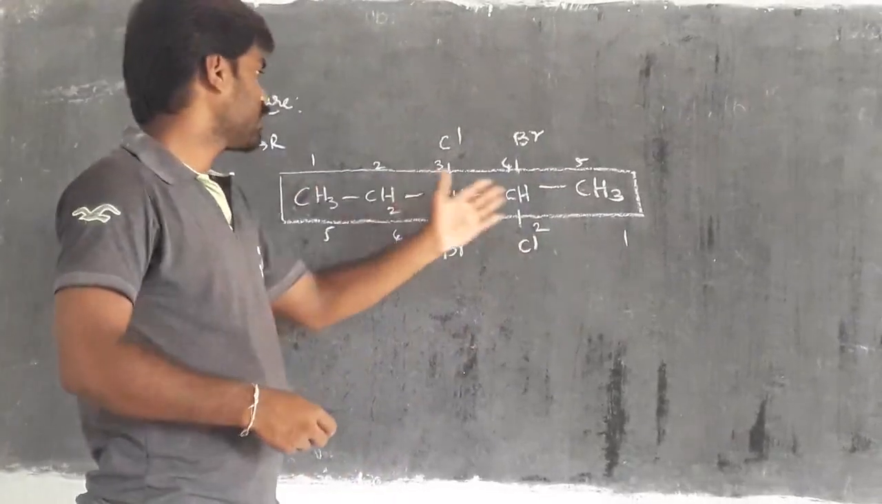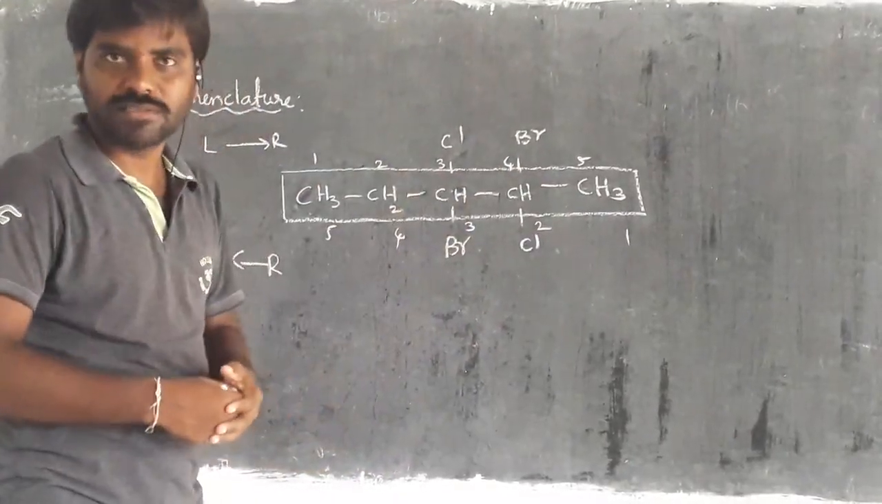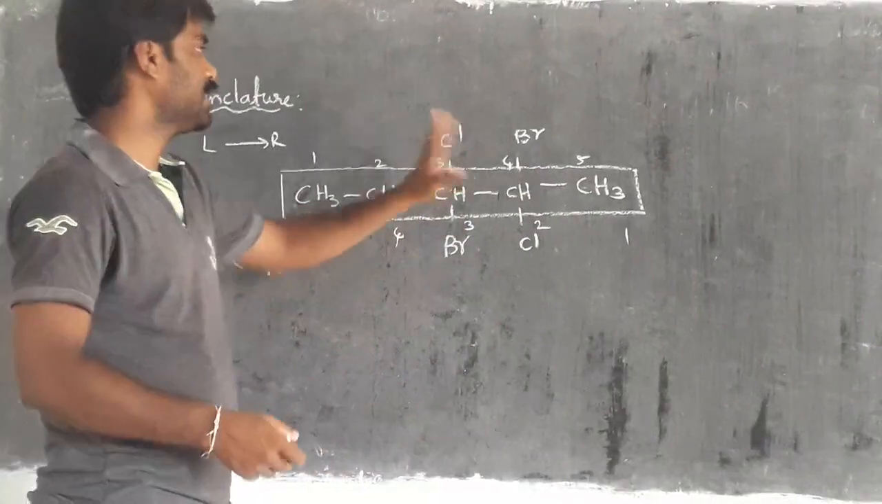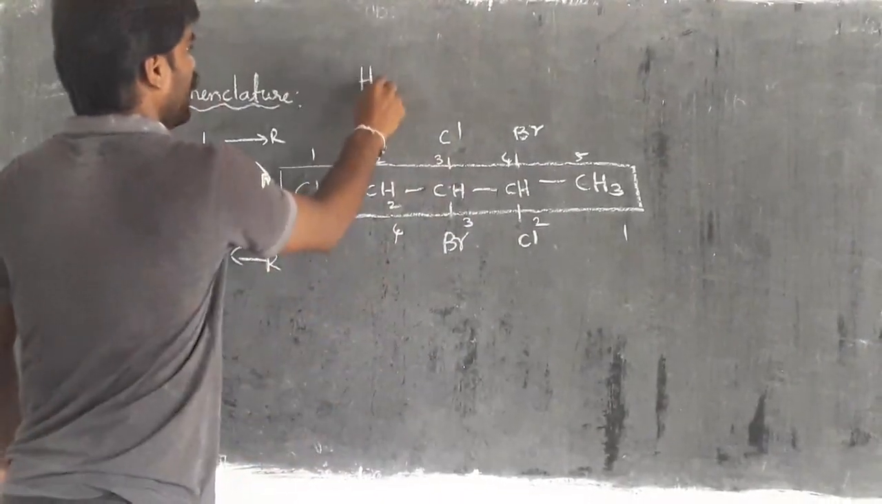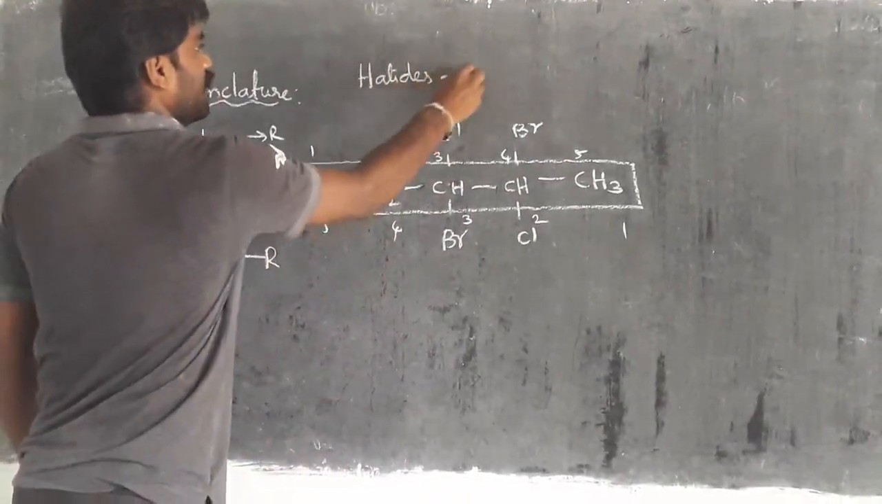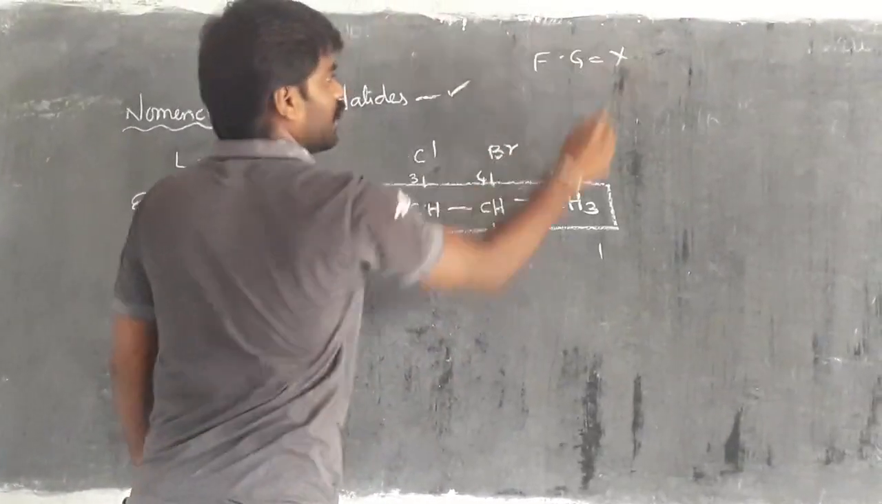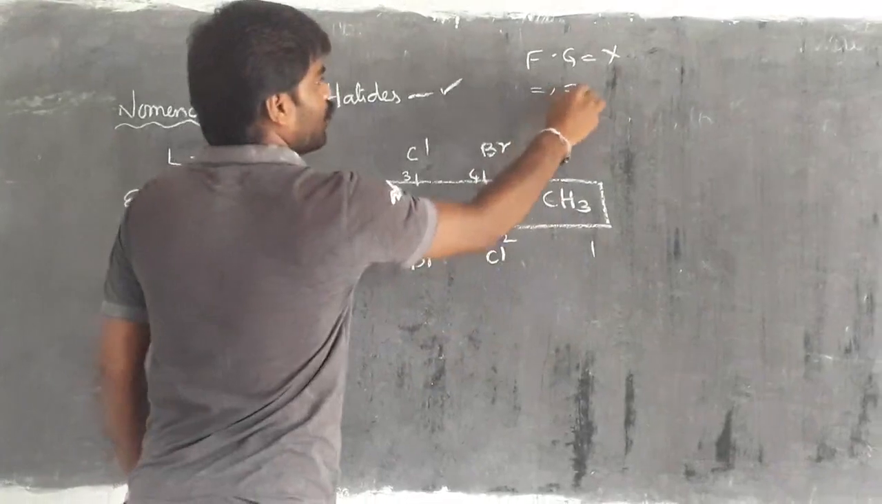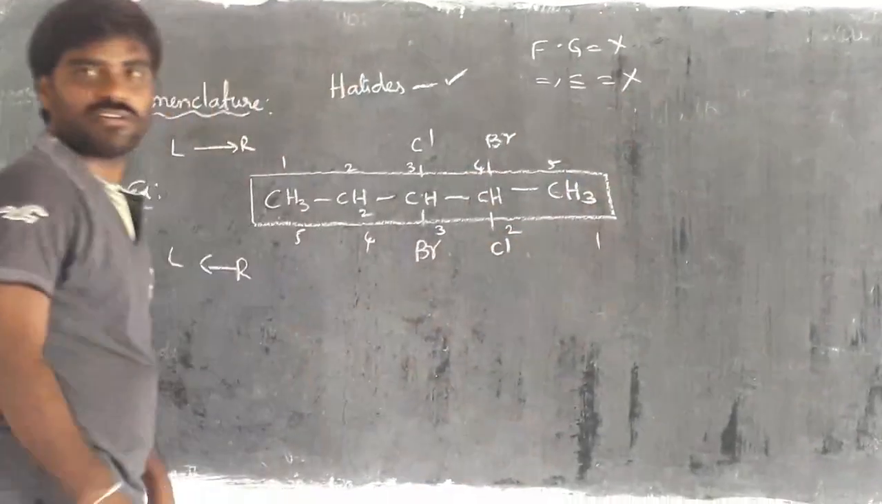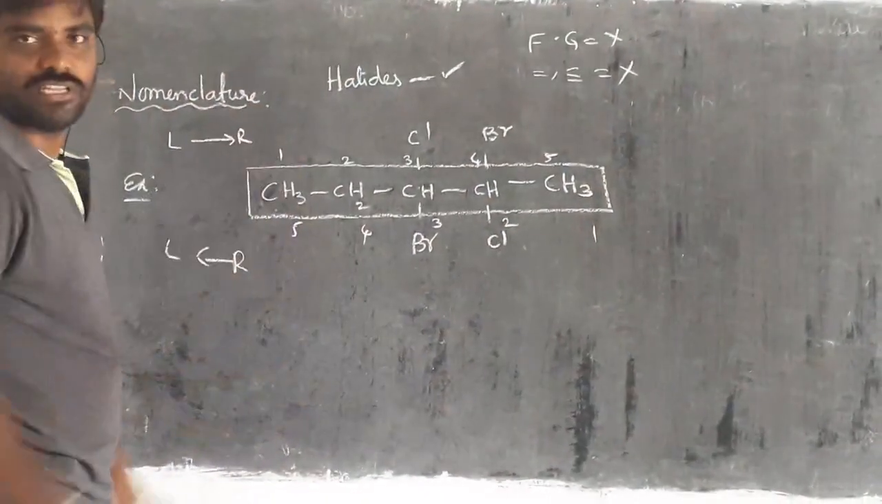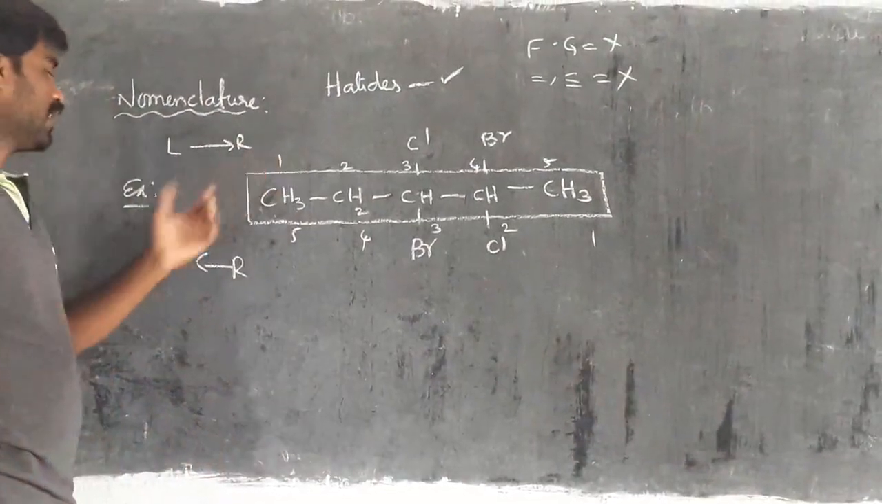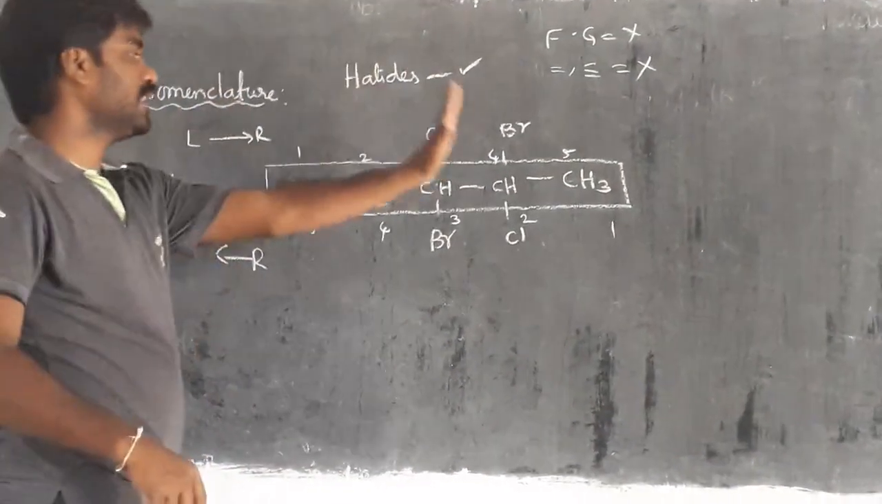Still you have to search for any double bonds or triple bonds. No double bonds, no triple bonds. Except halides, halides are present. So functional groups are not there, and double bond, triple bond are also not there. Then how to give the name? For that, we give numbering from two directions, left to right and right to left.